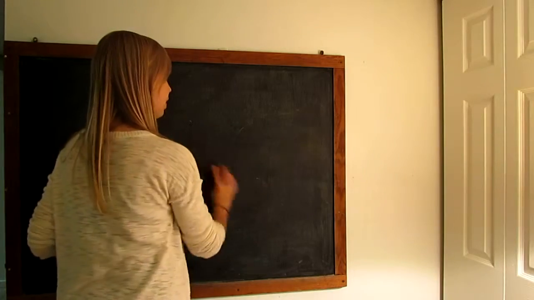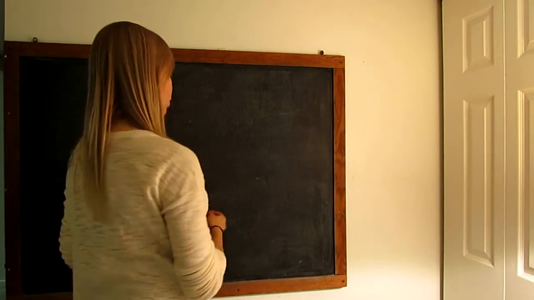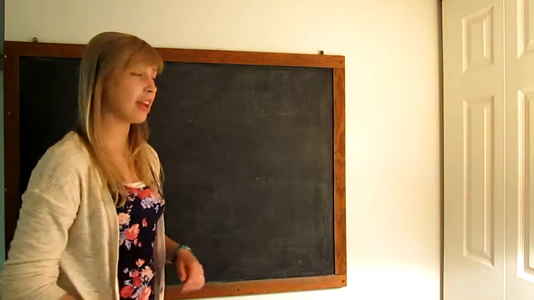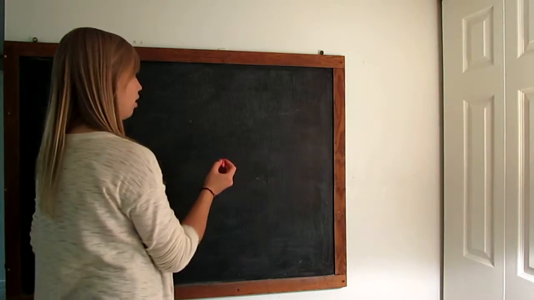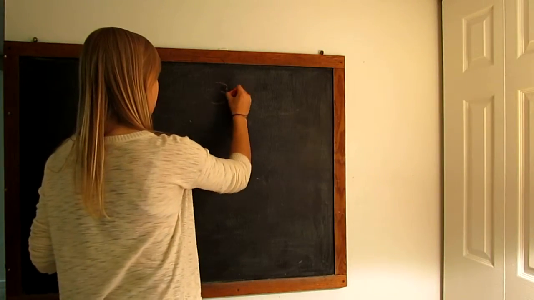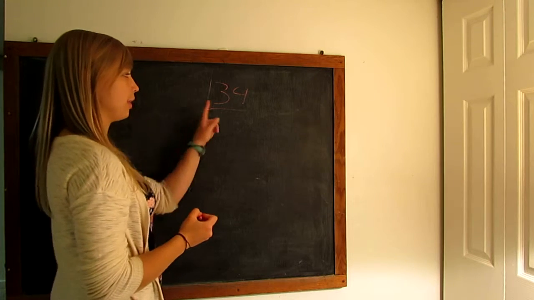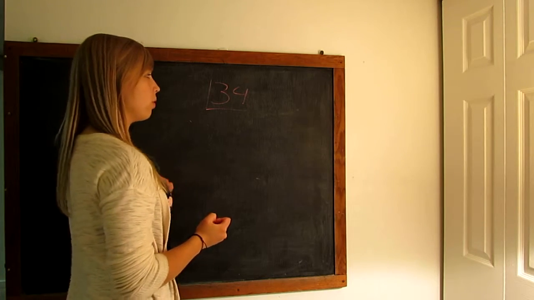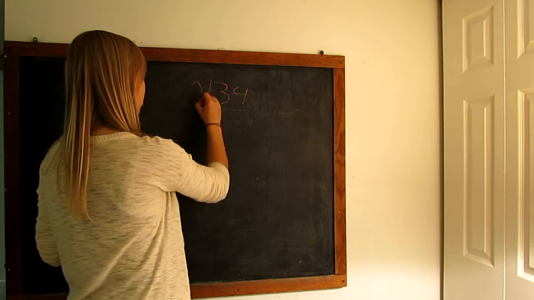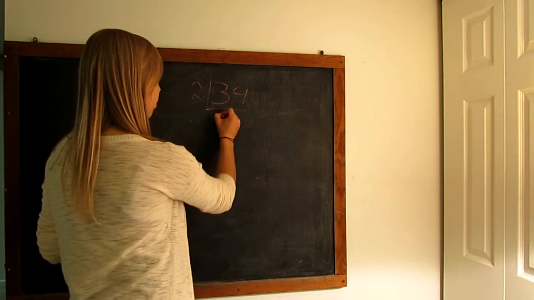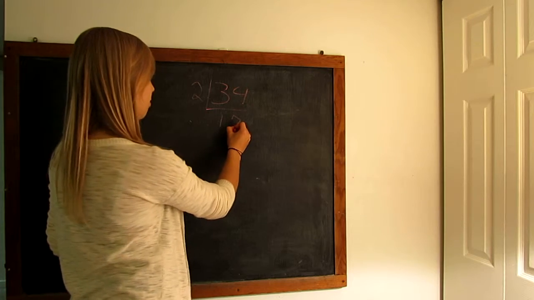The other way you can do it is just by using division. Say you want to find the prime factors of 34. You would draw a box around 34 and ask, what is a prime number that will go into 34? We know 2 will go into 34. It'll go into 34 17 times.